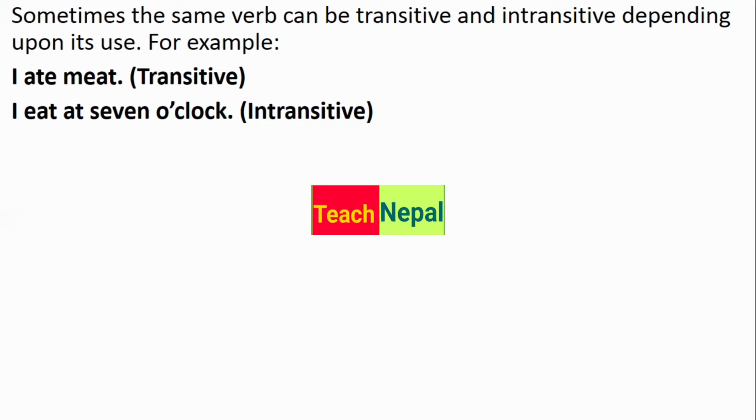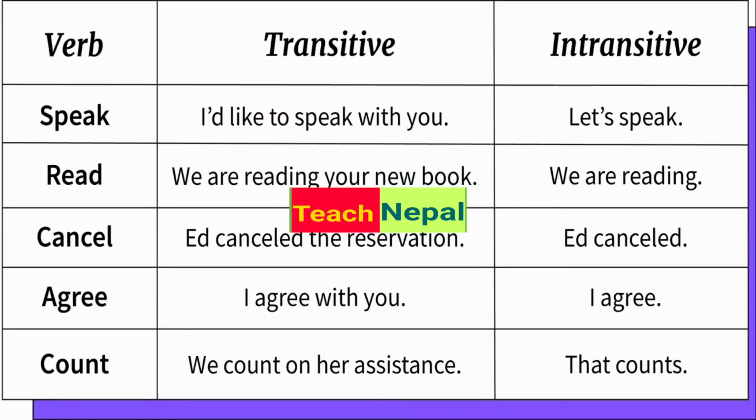So in that way it is what you call an intransitive verb. Okay. So here, let's see how the same verb can be transitive and intransitive sometimes.